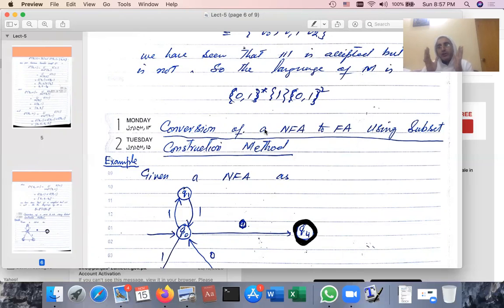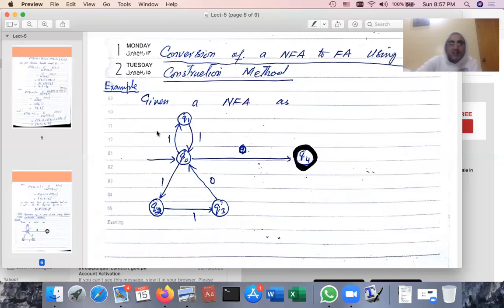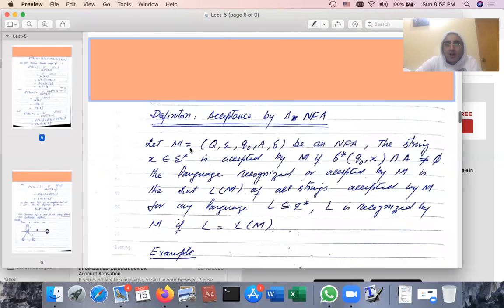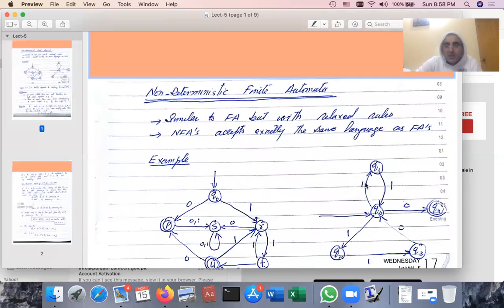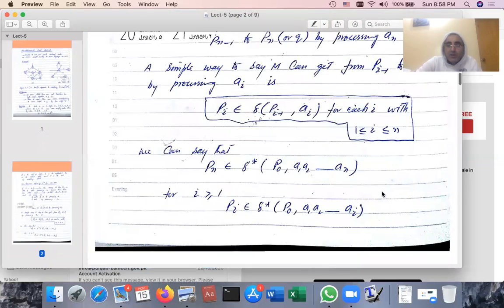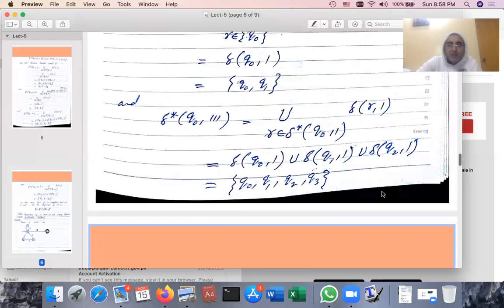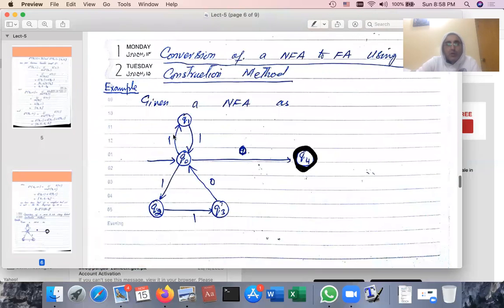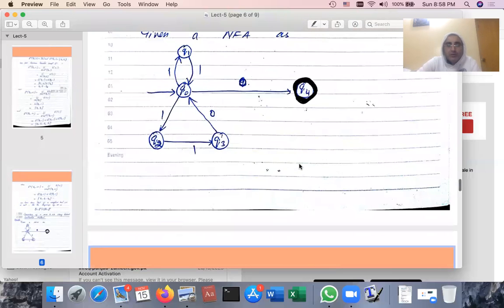Now we are going to study the subset construction method, a method through which you can convert an NFA into an FA. So how can we do this? Let's have a look. This is the NFA which is given to us, very similar to our previous example from the beginning. The same NFA we are taking again, with 1, 1, 1, 1, 0, and our acceptance state is Q4.